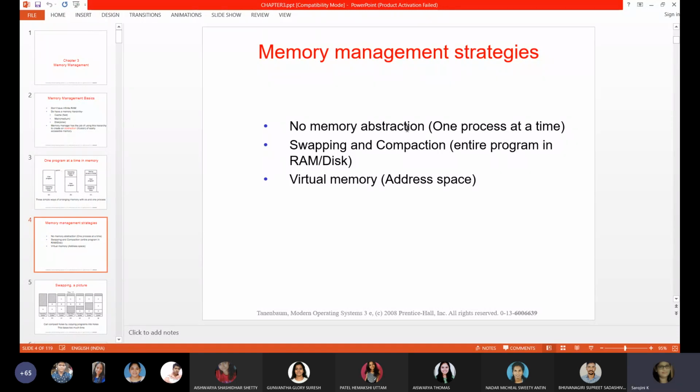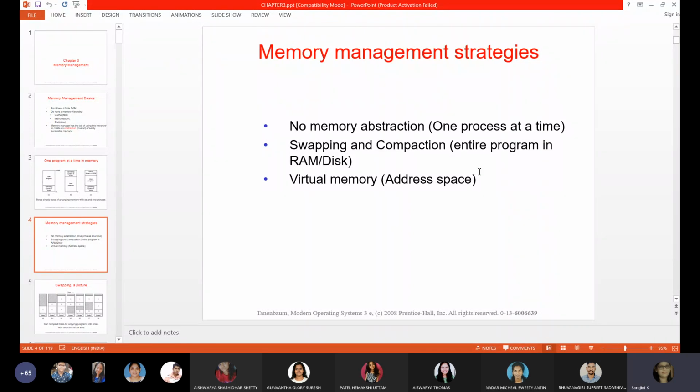And we have another strategy, which is called swapping, and compaction. Compaction is actually not a memory management technique. Swapping has a drawback, and to overcome the drawback, we apply compaction. So swapping is the second technique.